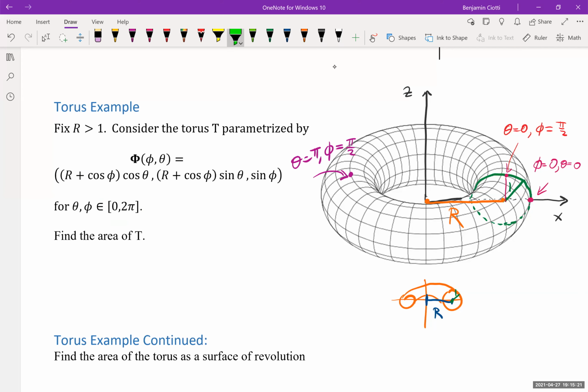And the challenge in this problem is to find the surface area of the torus. And after you do that, I challenge you to redo the problem using the surface of revolution formula that I showed you, because it's possible to visualize this, or maybe at least half of it, as a surface of revolution. You can use symmetry for this continuation of the problem.